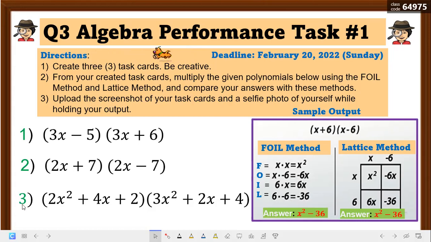Dito naman sa number 3, since ito po ay trinomial, multiplied by trinomial, ang i-apply mo lang dito na pwede ay yung lattice method, yung 3 by 3, tsaka yung distributive property. Kasi hindi pwede ang FOIL method sa number 3. Okay? Kailangan sa inyo yung answer mo na makukuha doon. Then, make a selfie of your task card. Mag-selfie ka, then upload it.